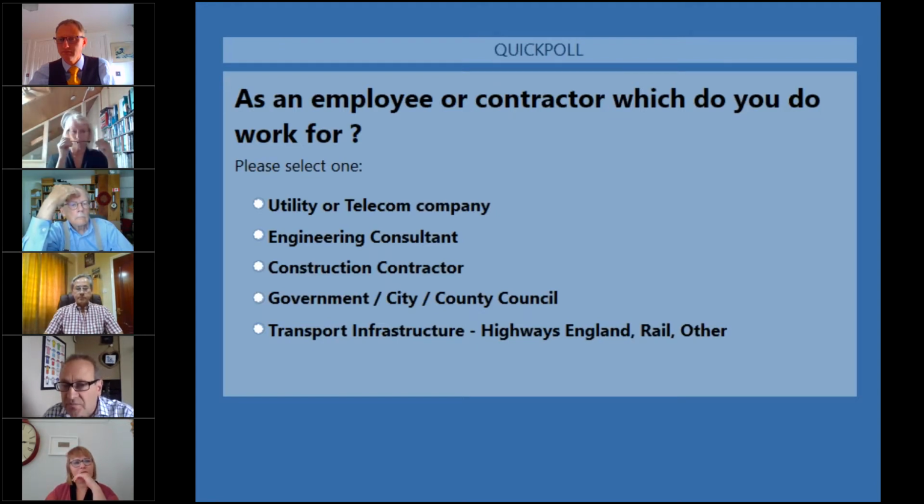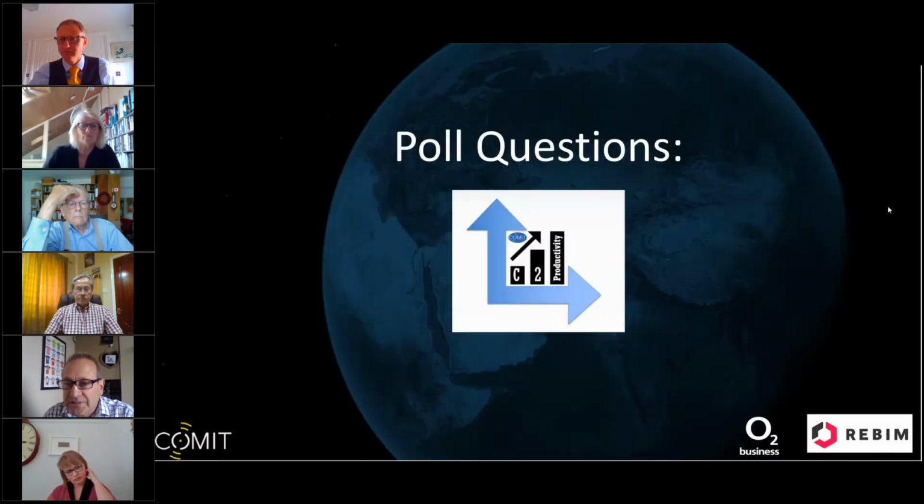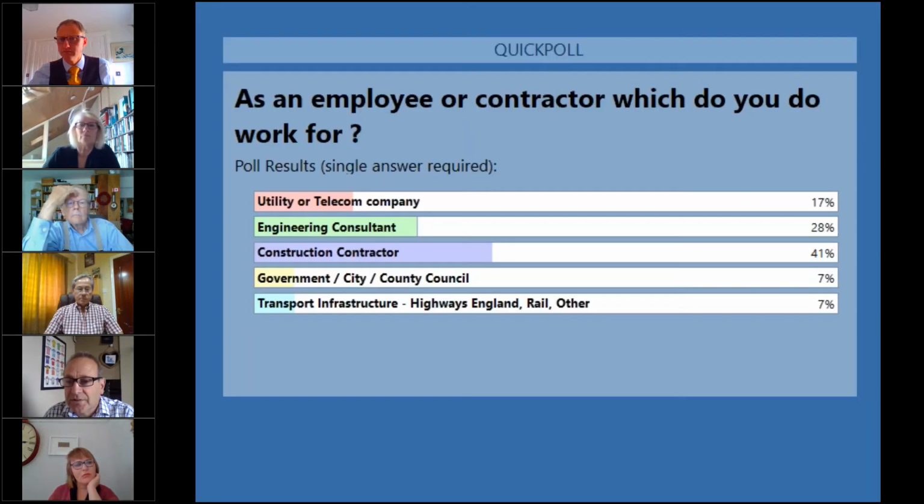Okay, I think everybody's voted. Pretty much everybody's voted. Thank you for that. Let me share that now. So 70% utility or telecom, 28% engineering consultant, 41% construction, 7% government, 7% transport infrastructure. Any thoughts on that, guys?